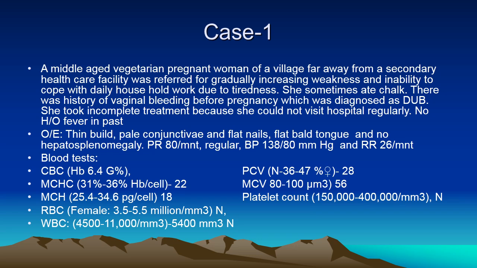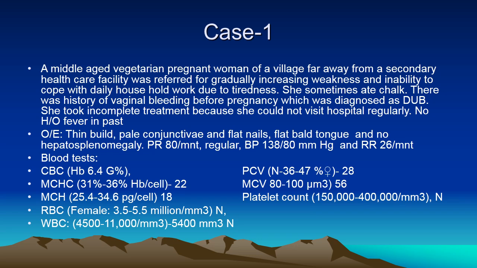examination at the secondary healthcare center, and she complains of increasing weakness and inability to cope up with the daily household work due to tiredness. She sometimes ate chalk. There was a history of vaginal bleeding before pregnancy, which was diagnosed as dysfunctional uterine bleeding. She took incomplete treatment because she could not visit the hospital regularly. No history of fever in the past.